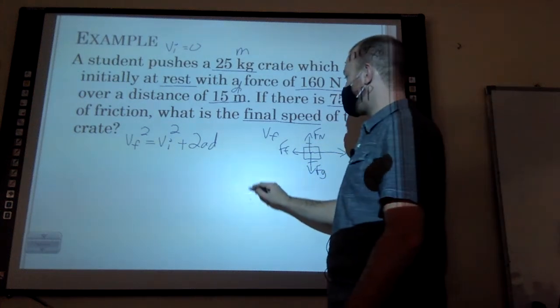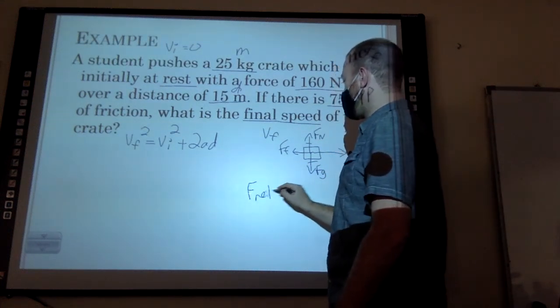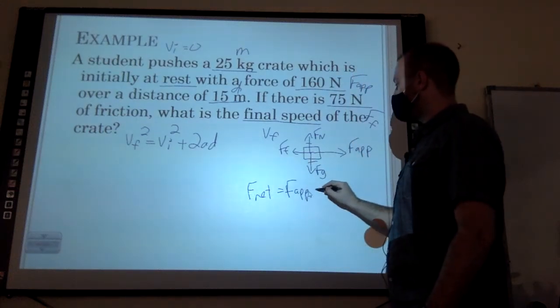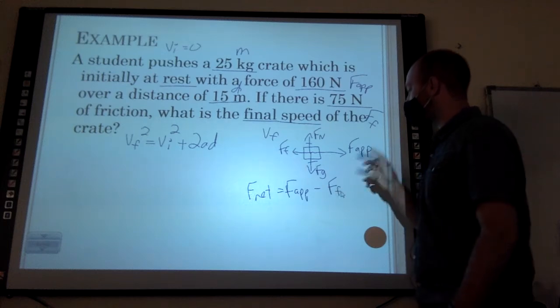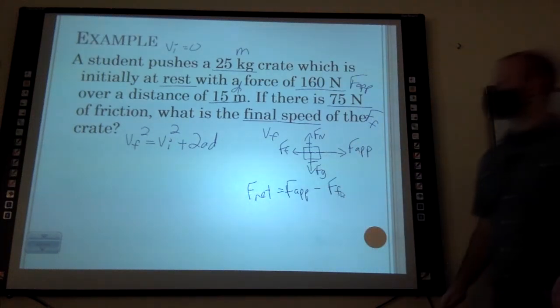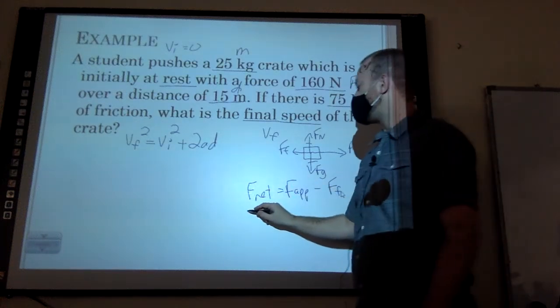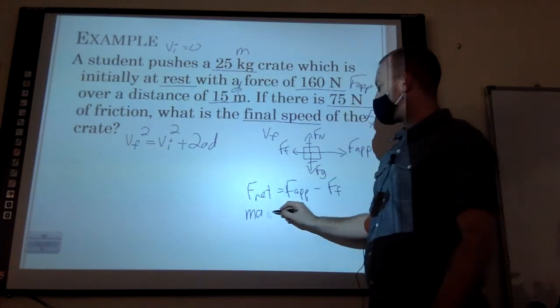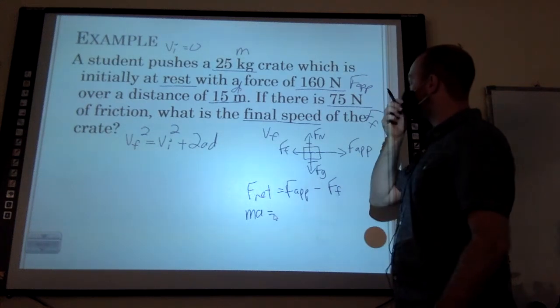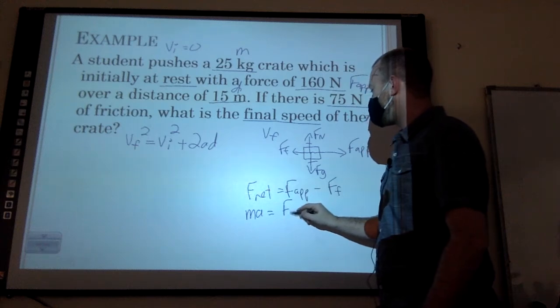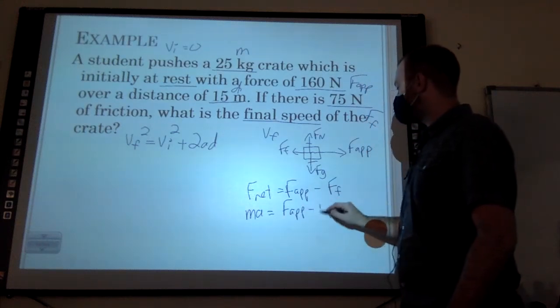So to make my F-net equation, it's the winning force, which is force applied, minus my losing force, which is force of friction, and then I'm needing to figure this out. So F-net equals ma. I have mass, we're good with that. I'm looking for a. Force applied, we know that. Force of friction, we know that. So we're good at this point to solve my question.